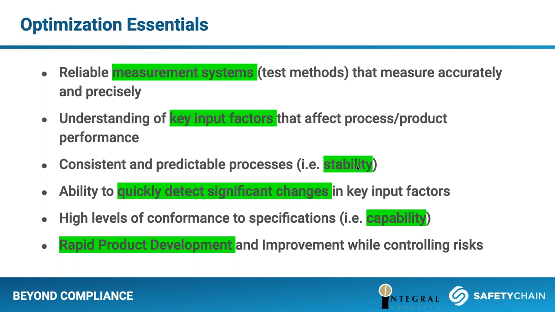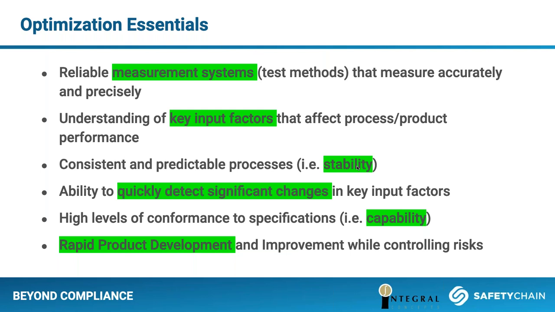The first thing that we need are really good measurement systems. And the first thing to note is all measurement systems have error, all of them. And so if we don't know how much error our measurement systems have, that can end up being problematic because it'll affect our decisions that we make. So we need to use some kind of statistical methods that give us an indication as to how good the measurement systems are.